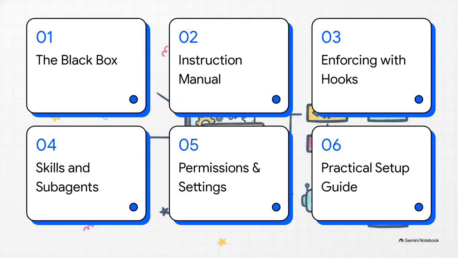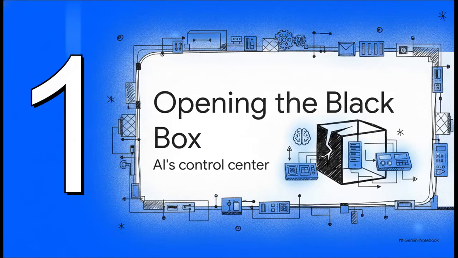We'll start by opening that black box to understand the macro structure, then check out Claude's instruction manual. From there, we'll dive into enforcing behavior with hooks, deploying specialized skills in subagents, managing your permissions, and then we'll wrap the whole thing up with a practical, step-by-step setup guide. All right, part one, opening the black box and mastering your AI's control center.